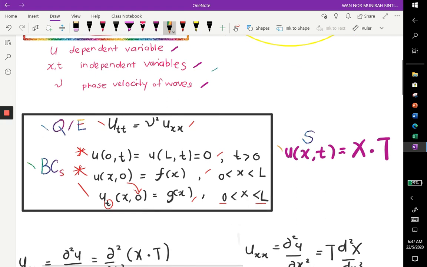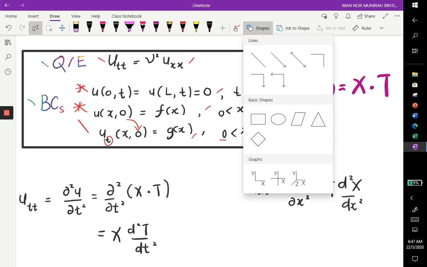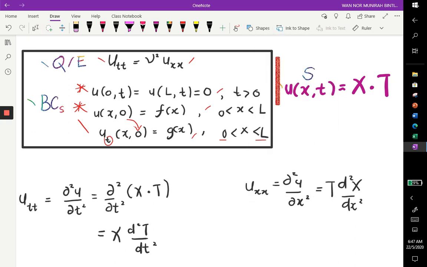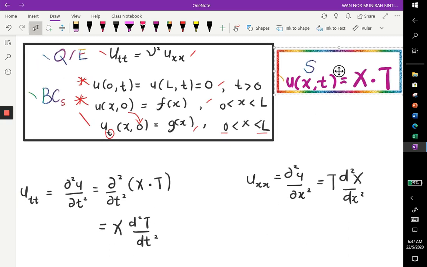So in order to get the solution, we must begin with the solution. So what is the solution? The solution is this one. Inilah solution kita kan. So this is our solution. Okay, in order to get the solution, begin with the solution.